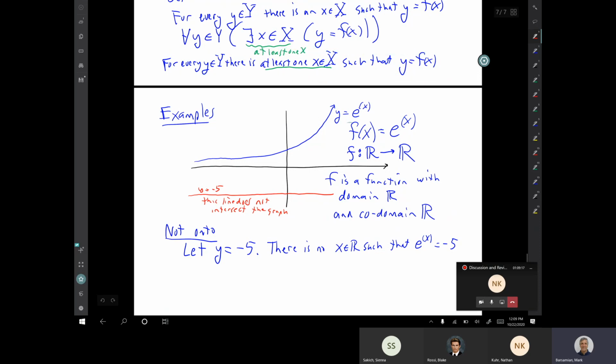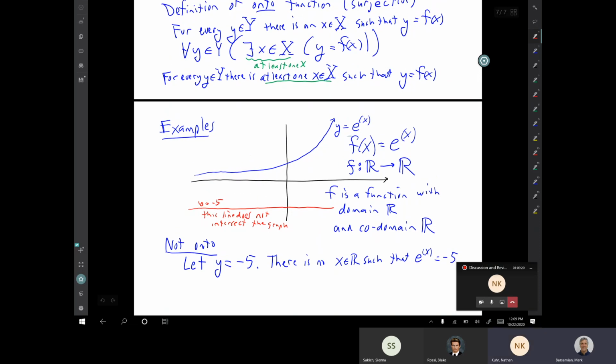Now, is this function one-to-one? And can somebody address that in terms of the graph?